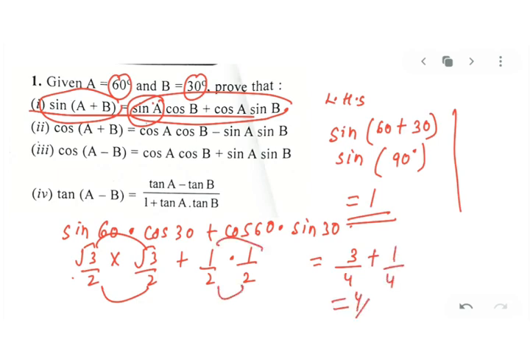So you will get 4 upon 4, that is 1. So you got left hand side also 1 and right hand side also 1. Hence you can write it is proved. Okay. Shall I take the fourth one and second and third? Can you do it on your own?